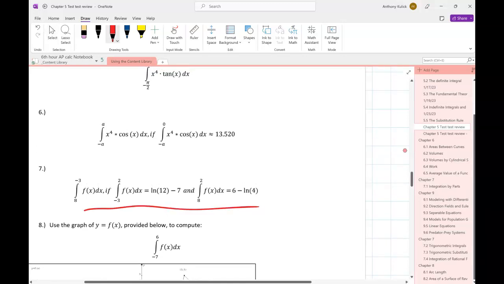I'm going to piece it together, right? Like the integral from 8 to negative 3, and then plus the integral from negative 3 to 2 should be the integral from 8 to 2.